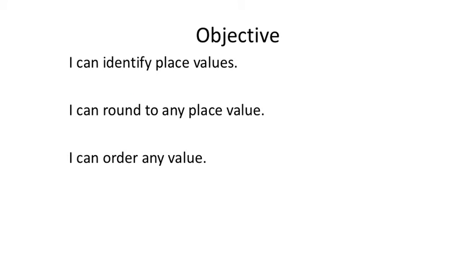All right, there's our objective for today. There are 3 things we have to be able to do by the end of this lesson. You need to identify any place value that we ask for. You should be able to round it to any place value that we ask. And then finally, you should be able to order any values or compare values together. So take a minute and copy these down, please.